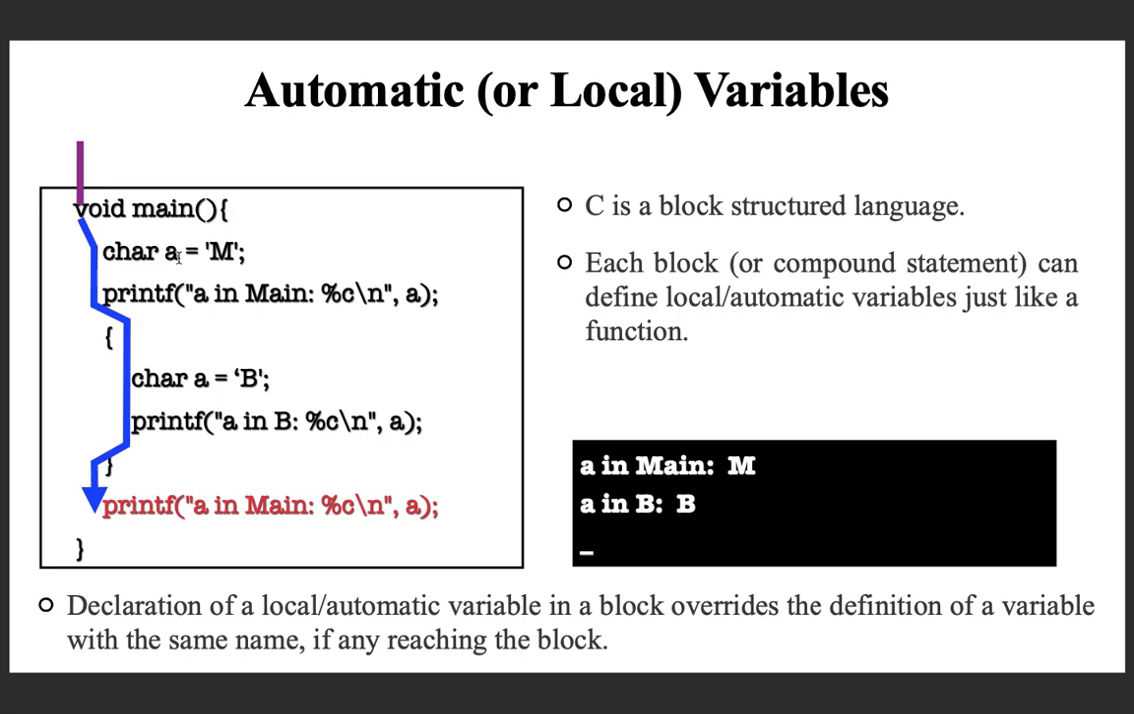Why? Because the accessibility starts from the point of definition and goes till the last statement of the block in which it is defined. You know that this a is defined in the outer block, so it is accessible here. So if you print, you will get capital I. Okay, that's about automatic or local variables.